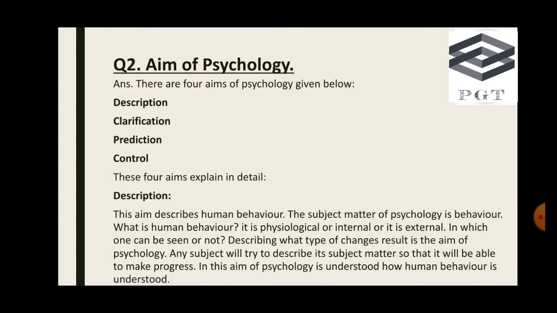Aim of psychology: there are four aims of psychology: description, clarification, prediction, control. So, description of human behavior, the subject matter of psychology, in which we come to know the behavior pattern of that person, internal as well as external, and we can describe the type of change of the result of mind. So any subject will try to describe its subject matter so that it will be able to make progress in the aim of psychology, to understand how human behavior is understood.